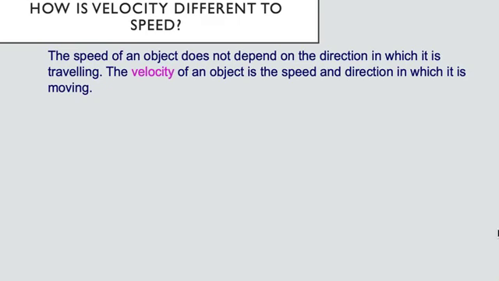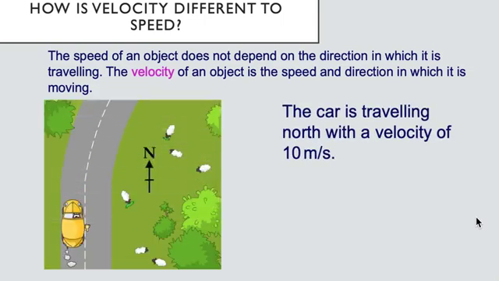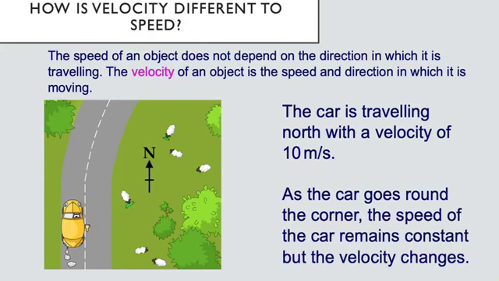Okay, just to make sure that you've got that then. How is velocity different to speed? The speed of an object does not depend on the direction in which it is travelling. The velocity of an object is the speed and the direction in which it is moving. So this car is travelling north with a velocity of 10 meters per second. So its speed is 10 meters per second. Its velocity is 10 meters per second north.